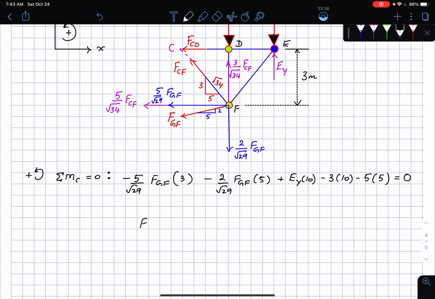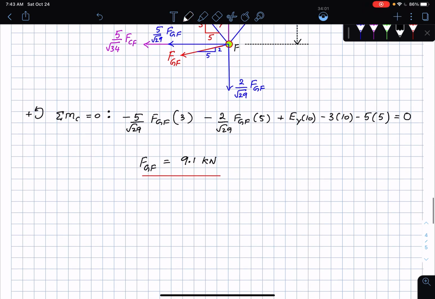So after solving for FGF, I get this to be approximately 9.1 kilonewtons. I get a positive value, which means that the force is in tension, or this bar is in a state of tension. All right, so I hope this strategy was fair enough to you. Another way you can do this is the following.